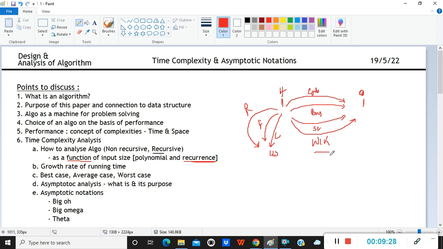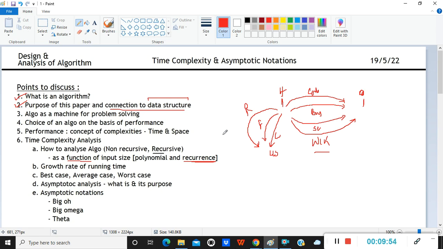So those were our first two points. What is an algorithm? We understand what an algorithm is. Next, the purpose of this paper and the connection to data structure. Let me tell you that it has a direct connection to data structure. Why? Can you tell me? Developing and choosing the particular best solution.